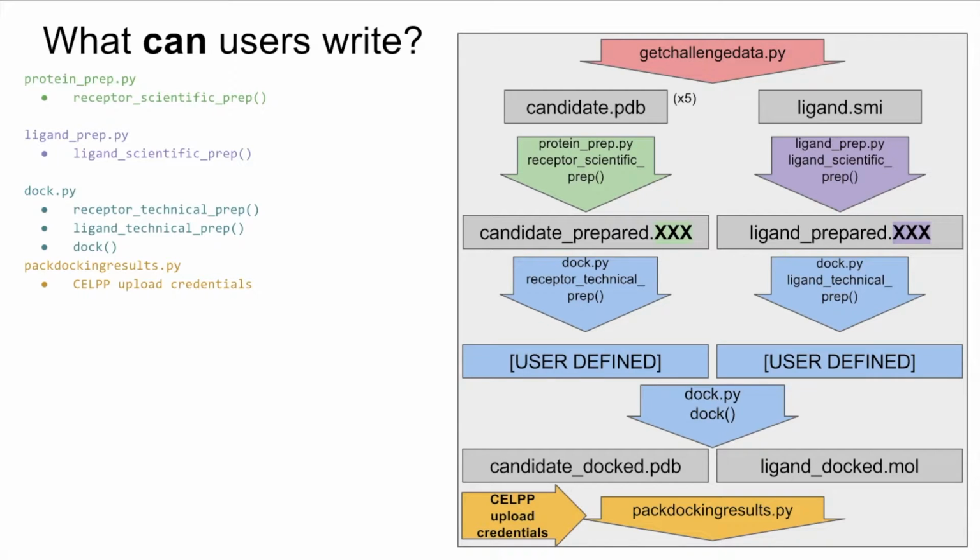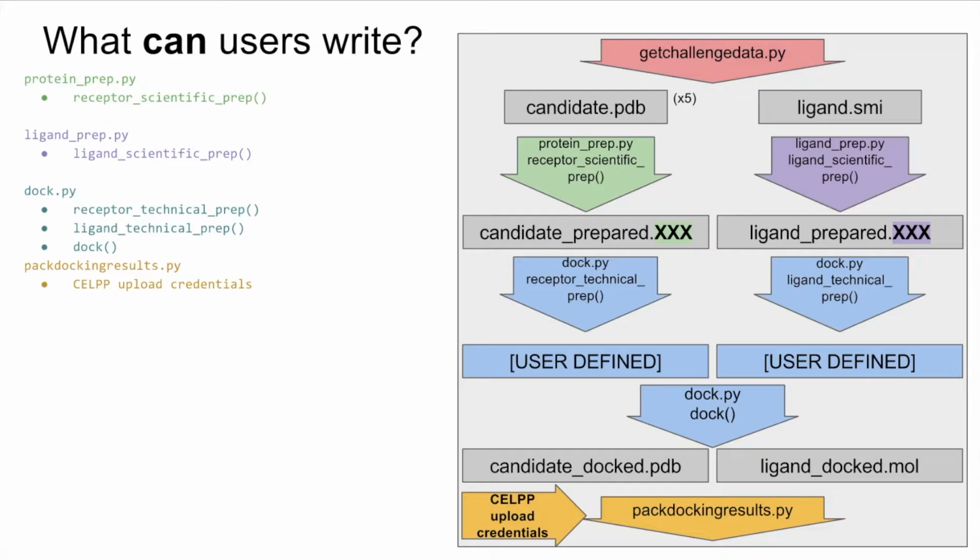You should not change the first and last files, get challenge data and pack docking results. These are uploaders and downloaders, and if the contest changes format or moves to a different platform in the future, we'll take care of putting new versions of these up on pip, and we'll notify the community to do a pip update. We split molecule preparation into two steps.